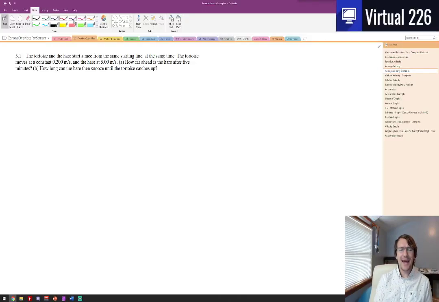Speed problem time! Okay, so an average velocity problem for Unit 2. This is 5.1, Tortoise and the Hare. Tortoise and the Hare, they start a race from the same starting line.